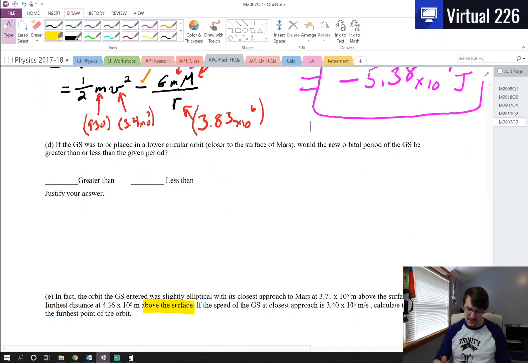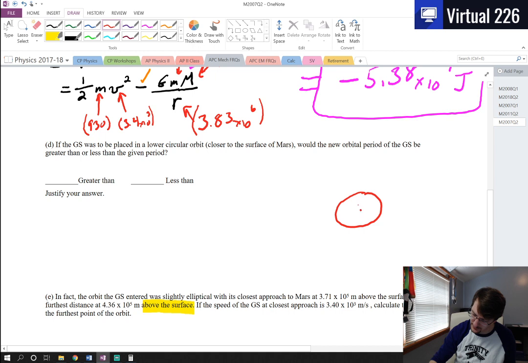Okay. For part D, if it's placed in a lower circular orbit close to the surface of Mars, would the new orbital period of the Surveyor be greater or less than the given period? This is kind of just a physics thinking problem here. You don't need to do any large mathematics. It's just asking for a check mark and then to justify it. And we'll just draw a quick picture here to demo this. Here's our red planet. Here's where we were initially.